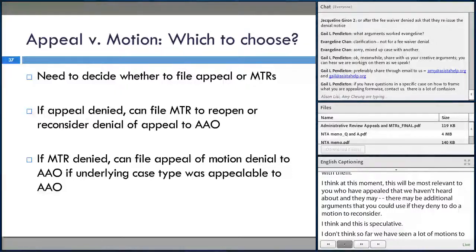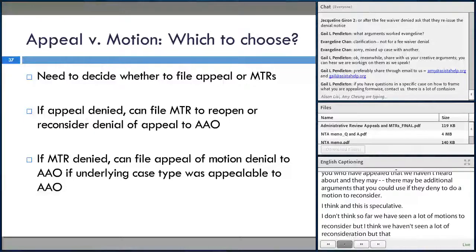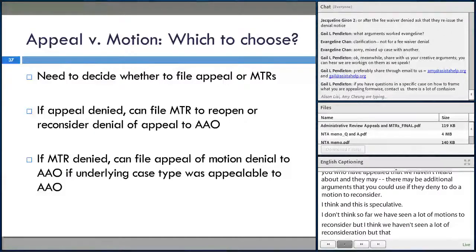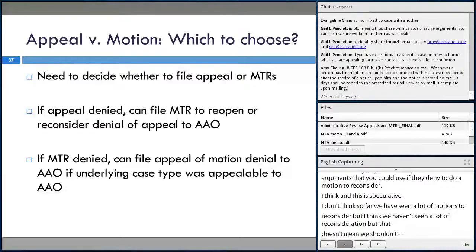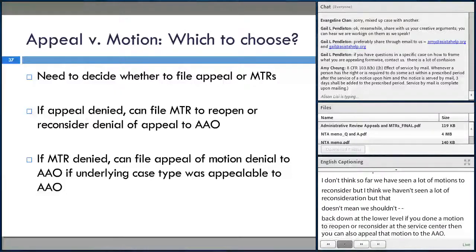And then back down at the lower level, if you've done a motion to reopen or reconsider at the Vermont Service Center and it's denied, then you can also appeal that motion to the AAO. At least up until now, again, it's not been a lot of cases, but we have seen even in that procedural posture, the AAO has reviewed the merits.